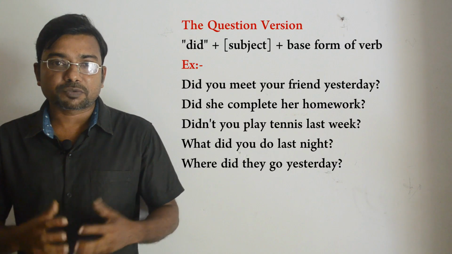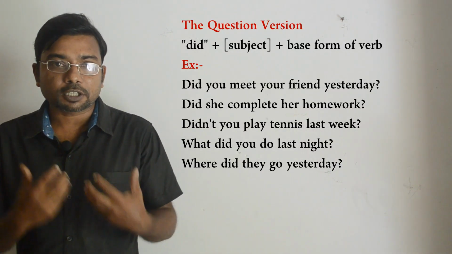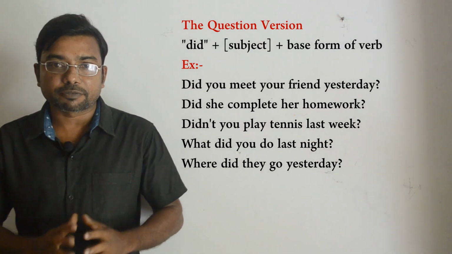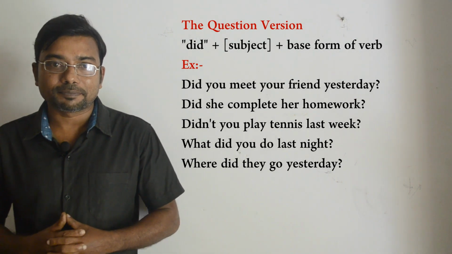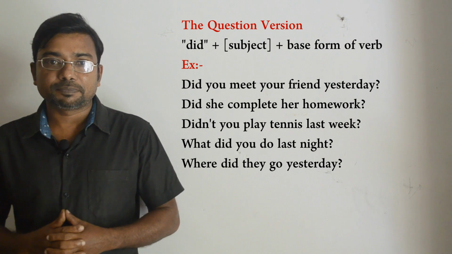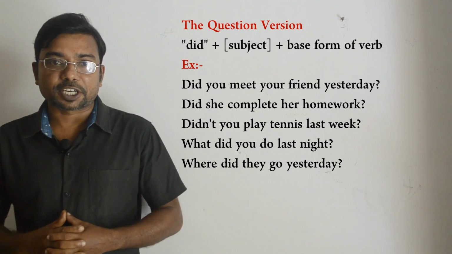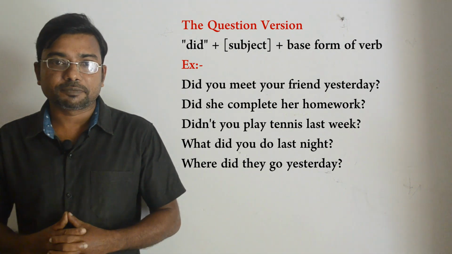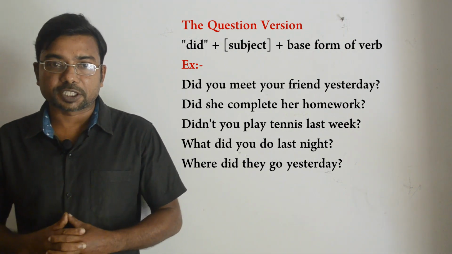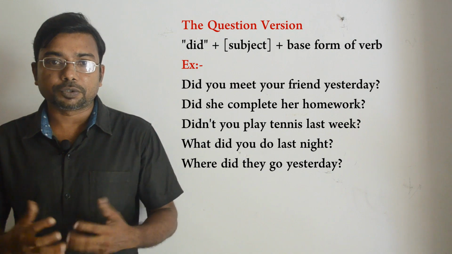Okay, now let's consider how to make questions with simple past tense. When we ask questions with simple past tense, we use auxiliary verb did at the beginning of the sentence, then subject and verb base form come in the sentence. Look at these examples. Did you meet your friend yesterday? Did she complete her homework? Didn't you play tennis last week? What did you do last night?